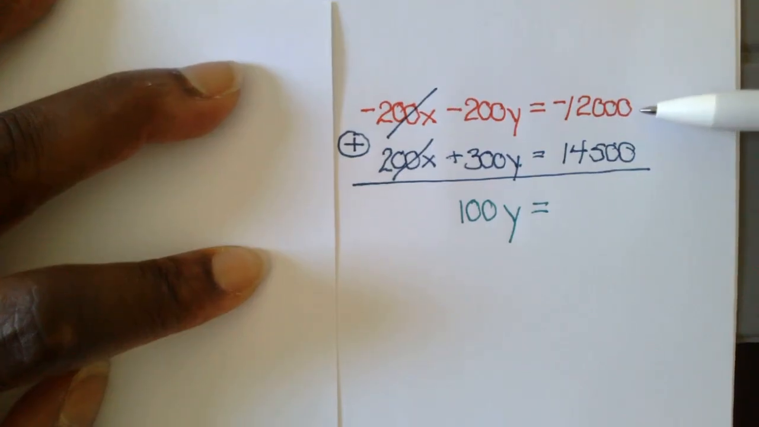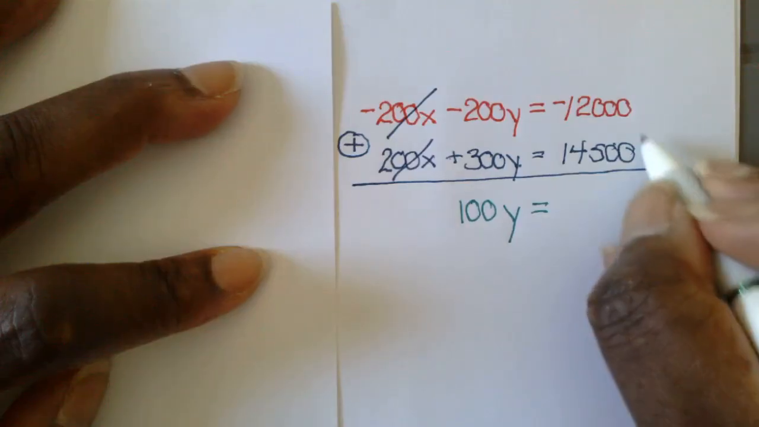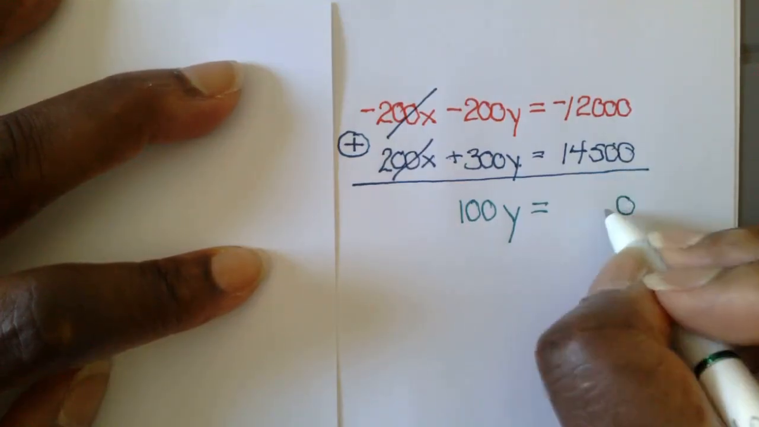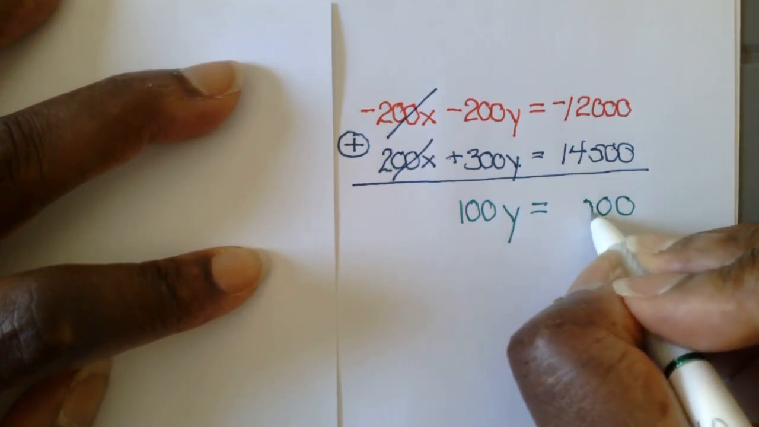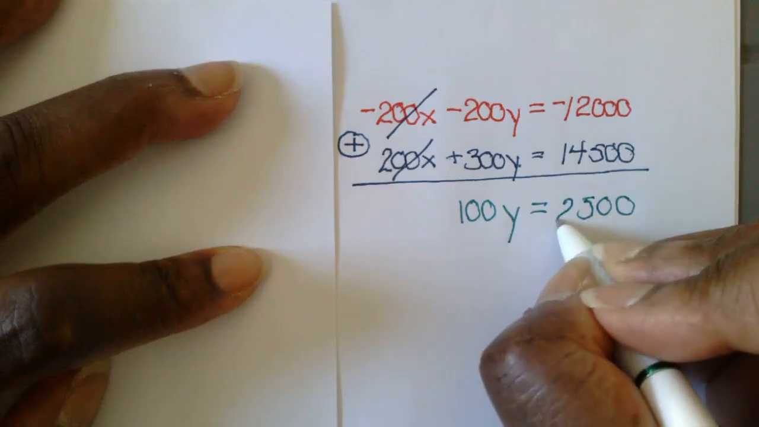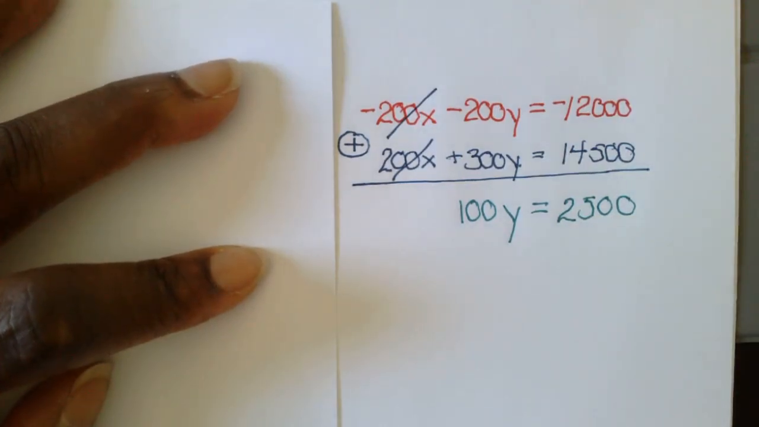So now we're combining negative 12,000 with a positive 1450. The signs are different, so that means we're subtracting. So we have our 0, we have our 0, we have our 5, and we have our 2. So it's going to be 2,500. Okay, there you go, commenter. Did you know what to do?